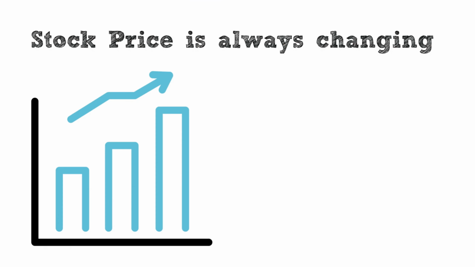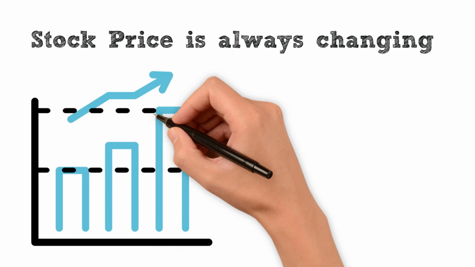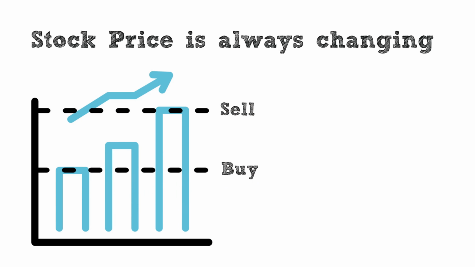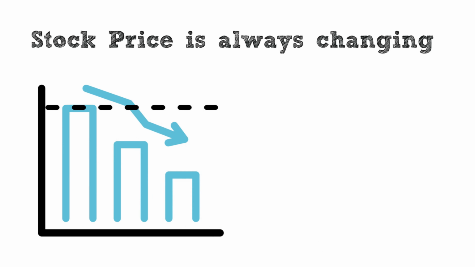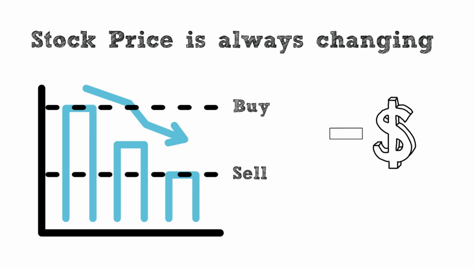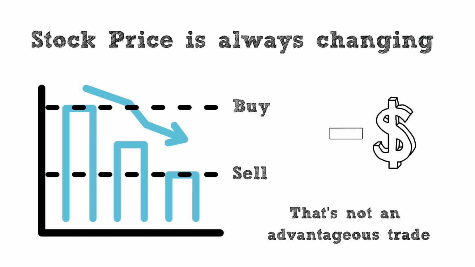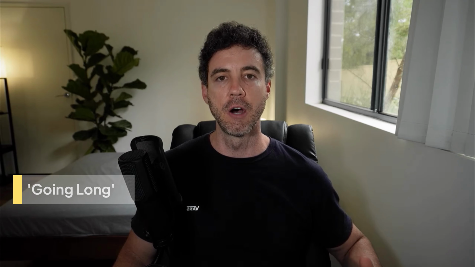Stock price is always changing. If your first action was to buy shares of a stock and then that stock price went up, then you sold the shares for a higher price and you would make money. That's an advantageous trade. If the stock price went down and you sold your shares for a lower price, then you would lose money. That's not an advantageous trade. Okay, pretty easy, right? You should definitely understand that. Buying first and then trying to sell it later at a higher price can also be known as going long.